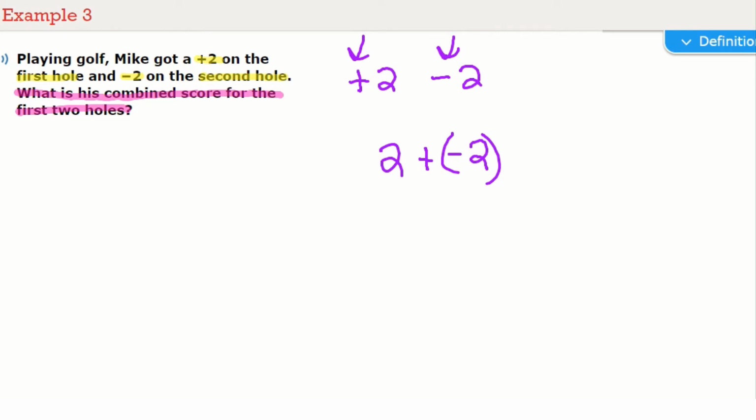So we have different signs. That means you have to get the difference of the absolute values. So the absolute value of 2 is 2, and then the absolute value of negative 2 is 2. Then I have to get the difference. 2 minus 2 equals 0.